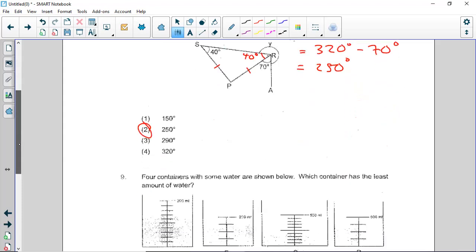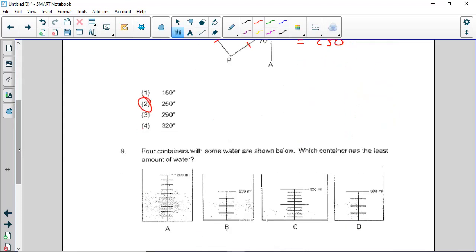Okay, let's go to question 9. Question 9 we can't do because it's not very clear. So we will skip the question because I can't see the water level. So we skip the question, all right?